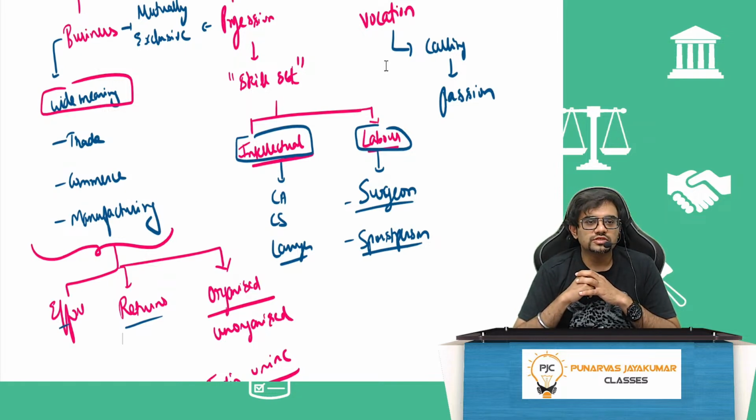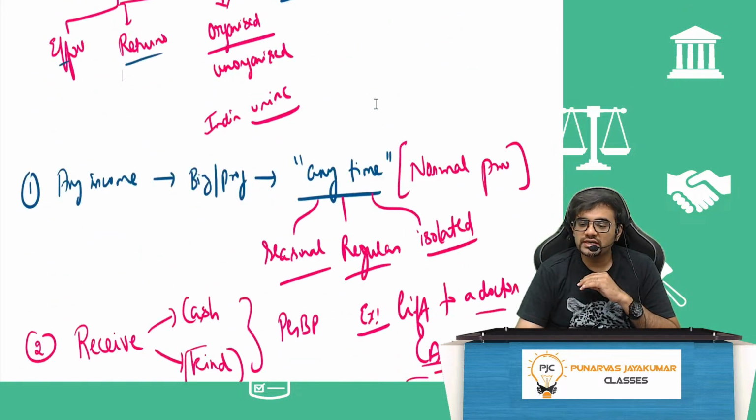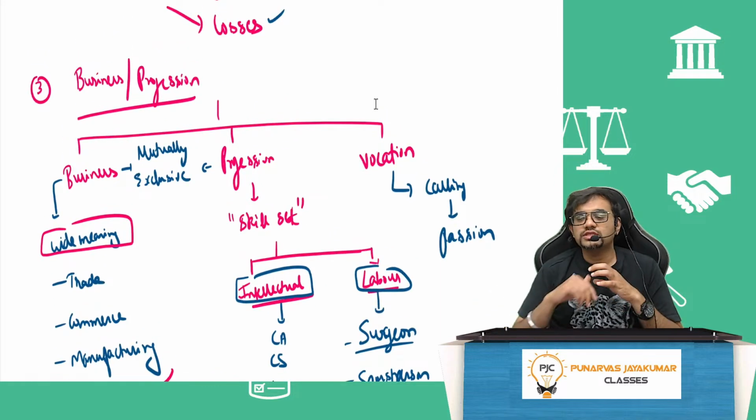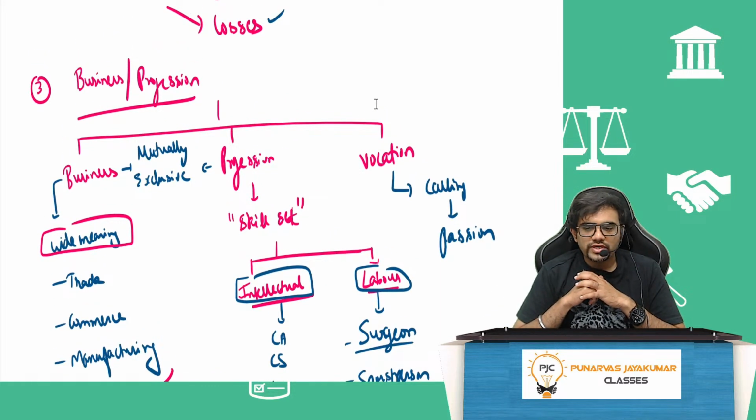Also surgeon, sportsman. So Virat Kohli will be practicing a profession of cricket. So yes, his income will be charged under PGBP. Vocation, on the other hand, is your calling. Calling means what? It is your passion. So anything that relates to your passion, like photography.